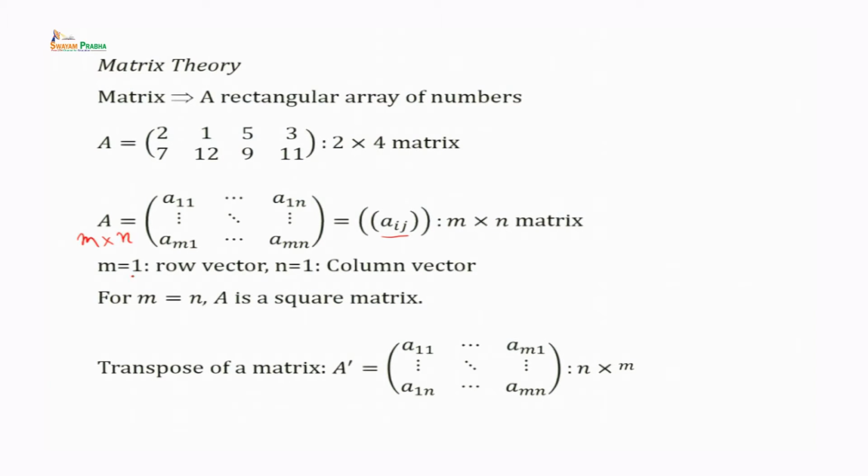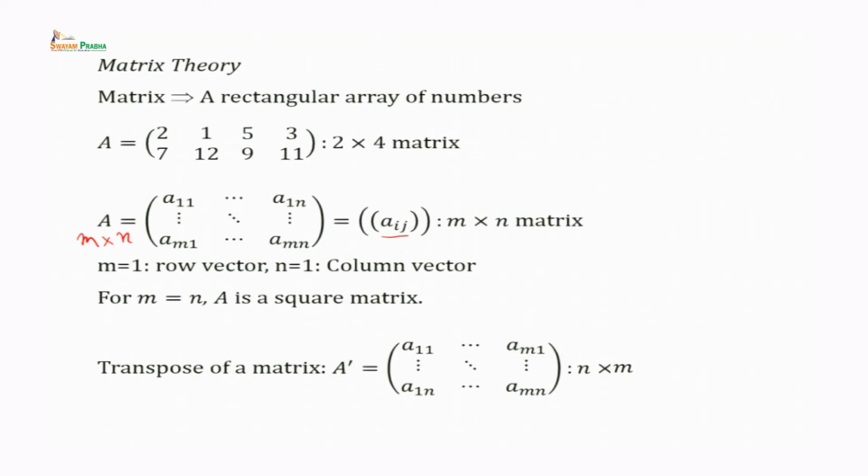So, this is an m cross n matrix. Then suppose you take m equal to 1, meaning you have just one row and then you have n columns, but in each column you have just one element. Then you get a row vector, and for n equal to 1 you get a column vector. For m equal to n, A is called a square matrix, because if m is equal to n, then you have a square array of numbers.